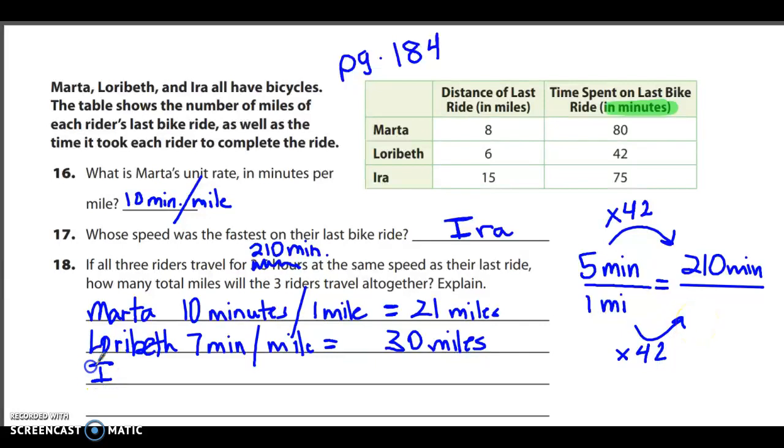Now that should make sense. Ira can go the farthest because Ira is going the fastest. It only takes Ira 5 minutes to do a mile. So how far can Ira go in 210 minutes? 42 miles.